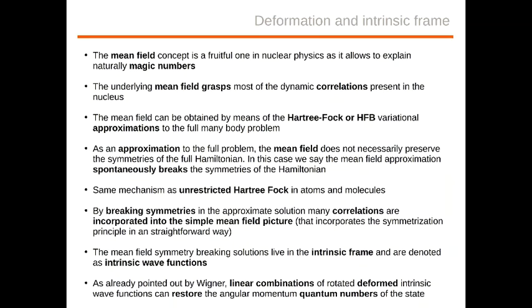mean field picture. And the mean field picture is very simple, mostly because it incorporates in a natural way the symmetrization principle. That is something that is in principle very difficult to accommodate into a general description of a general wave function because it involves n factorial terms in order to antisymmetrize or symmetrize a given wave function for a system made of n particles, right?